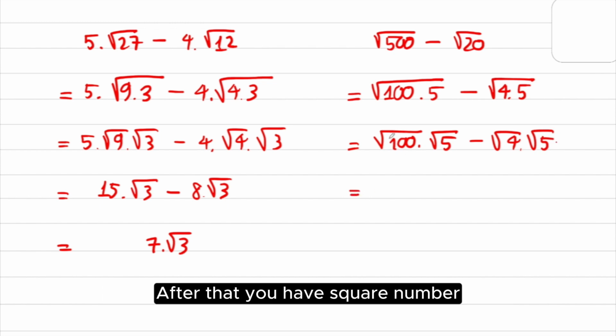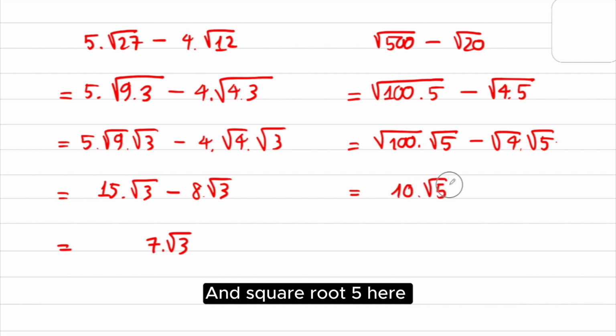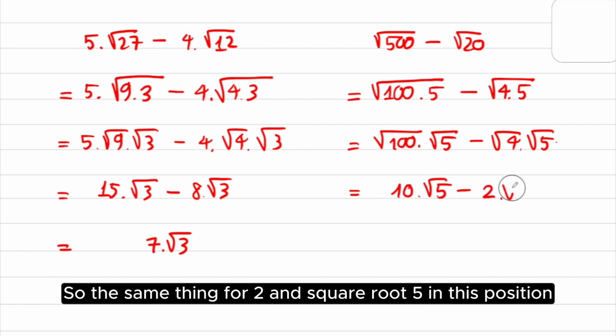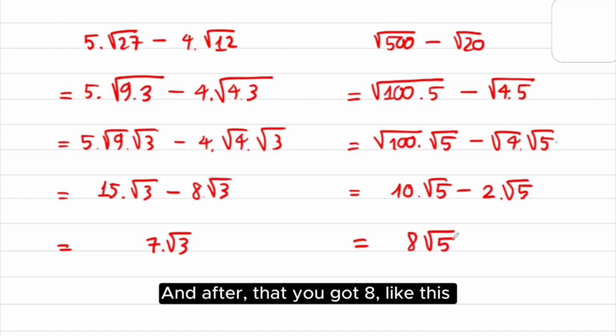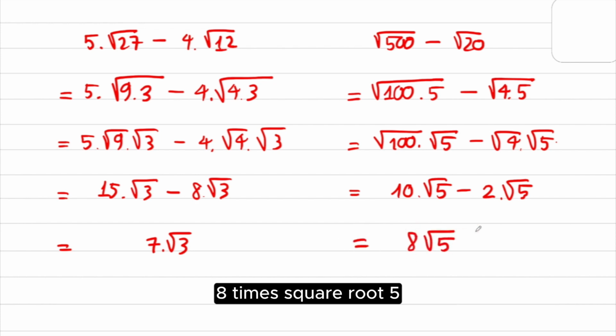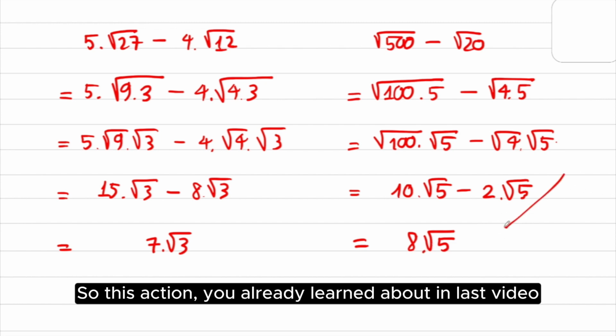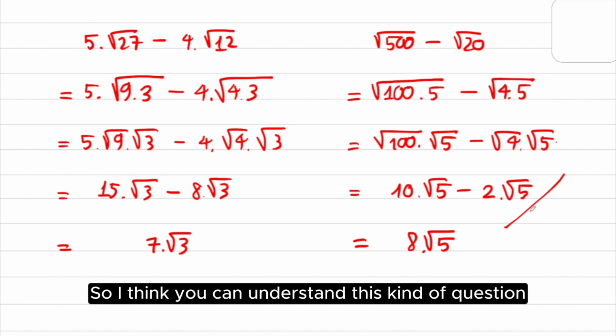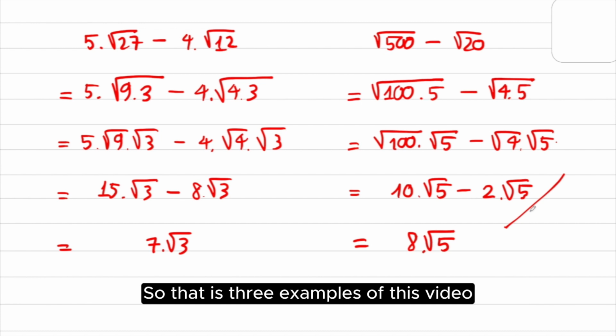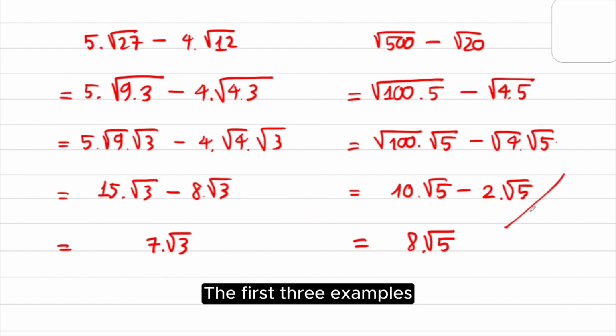After that you have square numbers. Square root of 100, you get 10, and square root 5 here. The same thing for 2 and square root 5 in this position. After that you get 8 like this. Okay, 8 times square root of 5, because 10 minus 2 equals 8 square root 5. You already learned this action in the last video, so I think you can understand this kind of question. Okay, so that is the first 3 examples of this video.